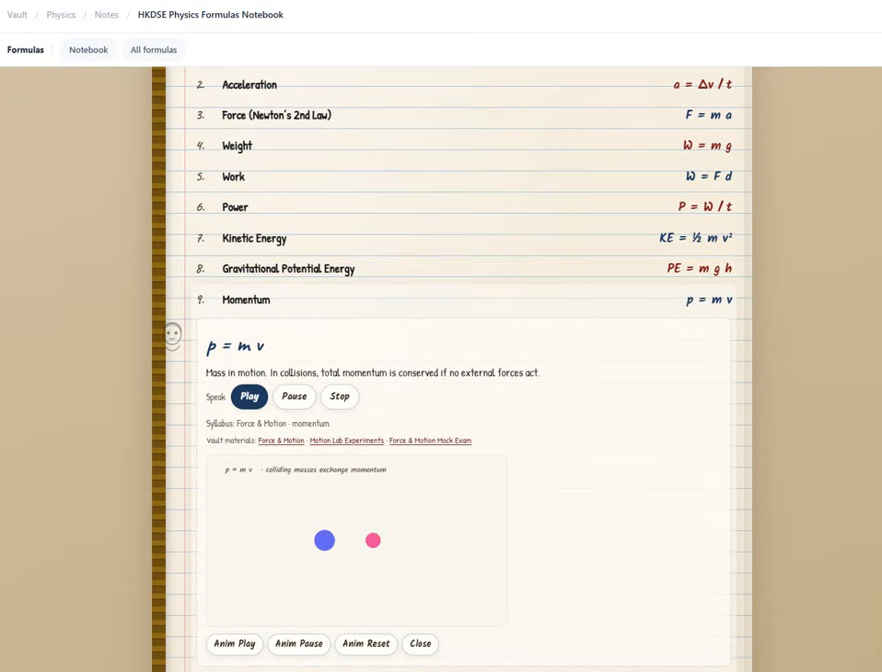Momentum, p equals mv. Mass in motion. In collisions, total momentum is conserved if no external forces act. Colliding masses share momentum.